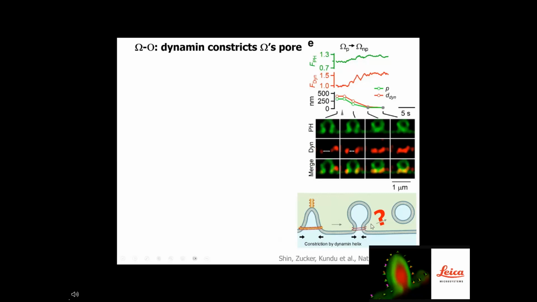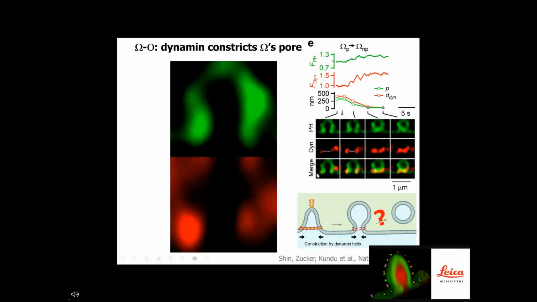Next, dynamin can continue to constrict the omega shape profile's pore to force it to become a vesicle. And here I'll show you the dynamin in red that surrounds the pore region of the omega profiles, and these two puncta will come together as if dynamin continues to constrict and force this omega profile to become a vesicle. We can see this better in this real-time video.